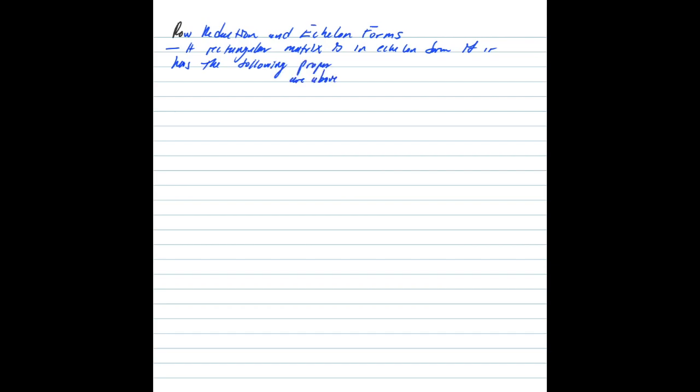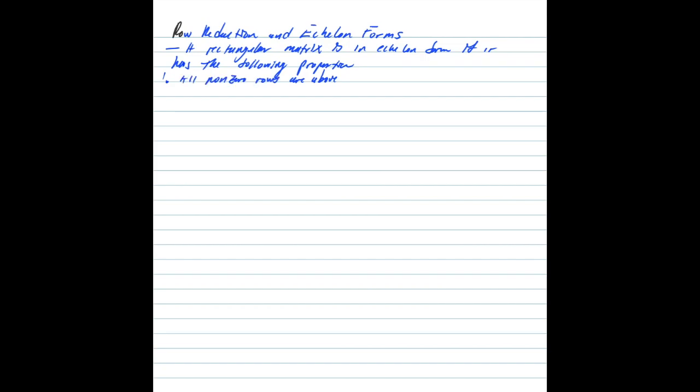In the previous videos on linear algebra, we've been looking at systems of linear equations and putting them into the form of a matrix. And in particular, we've been putting them into triangular form. In this video, we're going to look at additional forms for matrices, and we're going to look at specifically echelon form and reduced echelon form.